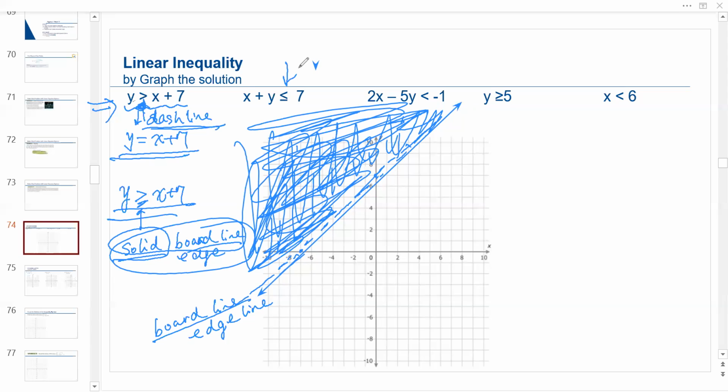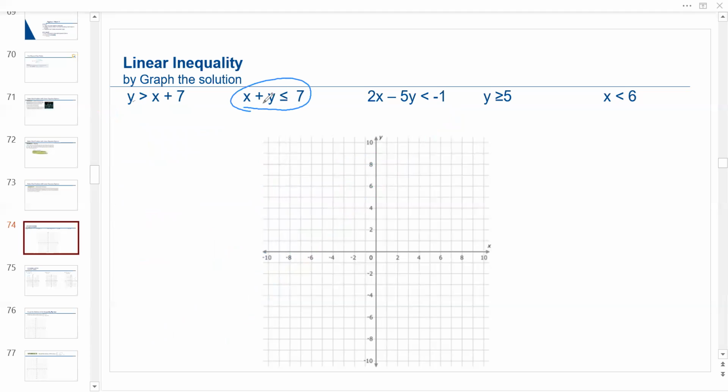Let's see the second one. This one says x plus y less than or equal to 7. We change to x plus y equals 7, so actually y equals negative x plus 7. We graph this line first. They pass through (0, 7) and (7, 0). You can see this one is including, so we use the solid line first. The solid line passes through this dot and this dot.